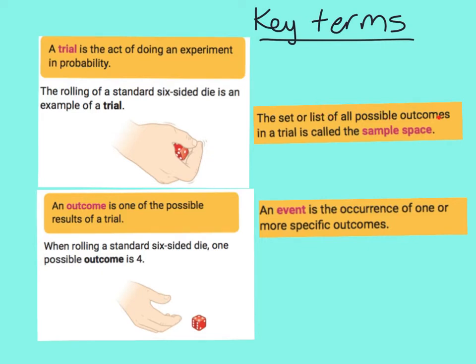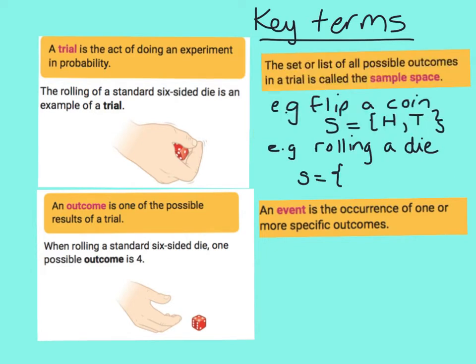The set or list of all possible outcomes in a trial is called the sample space. So if we were to look at the sample space of flipping a coin, and let's say S is the sample space, I'm going to use my curly brackets here. So my two outcomes flipping one coin are either heads or tails. If we take the example of rolling a die, well, we know that the sample space, so all the possible outcomes that we could have, is 1, 2, 3, 4, 5 or 6.